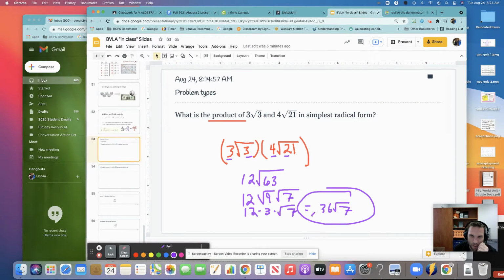That would be what happens when you multiply those, okay? So inside times inside, outside times outside. I said that in the opposite order I would do it in. And then simplify.